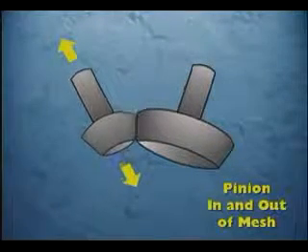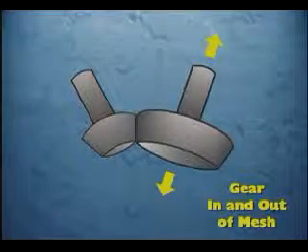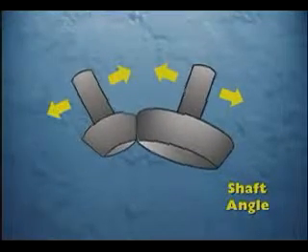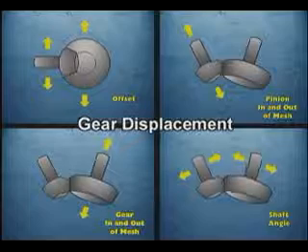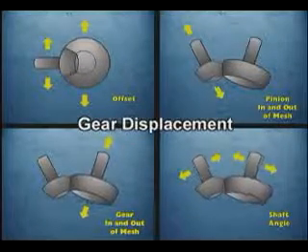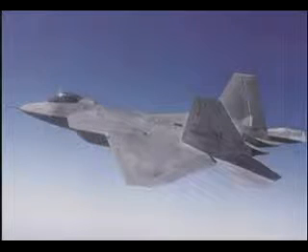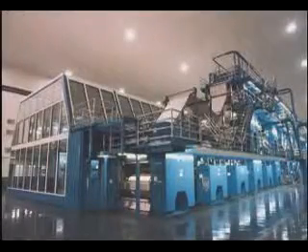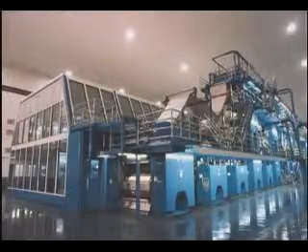pinion in and out of mesh, gear in and out of mesh, and shaft angle. It is this movement that is referred to as gear displacement, and it can occur in any combination of the 4 types. In aerospace gearboxes, where keeping weight to a minimum is a high priority, the mass of the gearing used is usually lighter, and these displacements can be significant. On the other hand, in commercial applications where the gearbox components are typically more rigid, there is not the same degree of displacement.